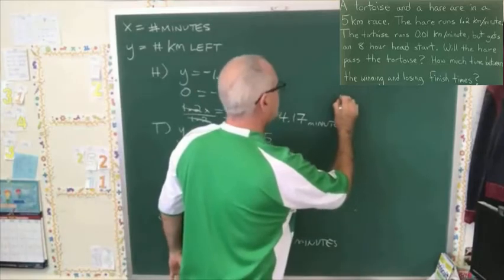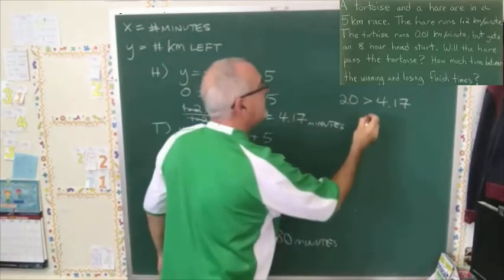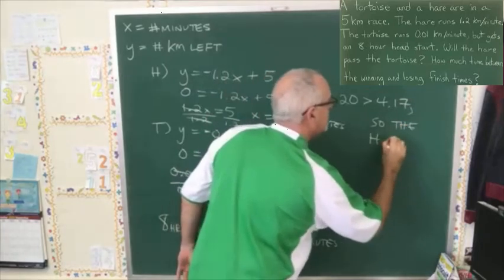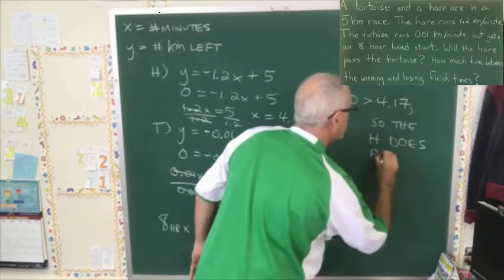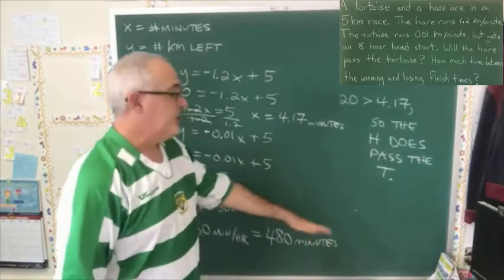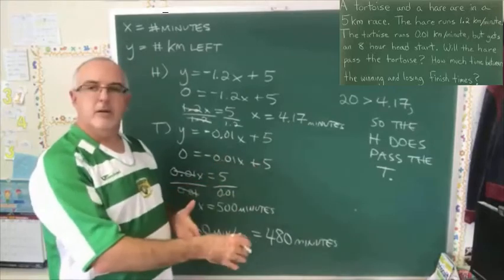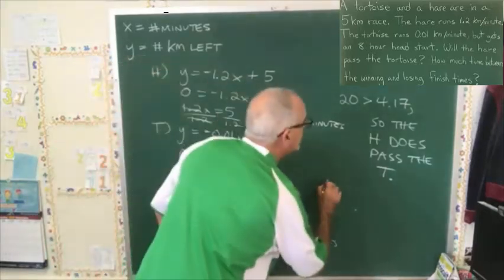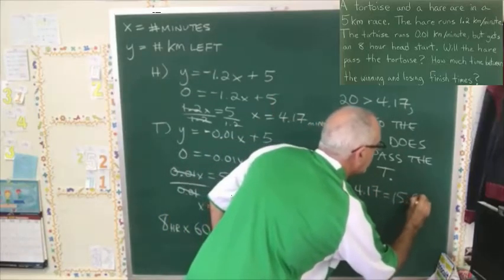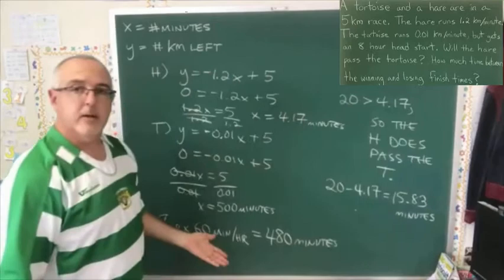So since 20 is greater than 4.17, that means the hare does pass the tortoise. So we've answered the first part of the question. Now the second part of the question is how many minutes faster does the winner cross the finish line compared to the loser? And to get that, we do 20 minus 4.17 is 15.83 minutes. And we've answered the second part of the question.